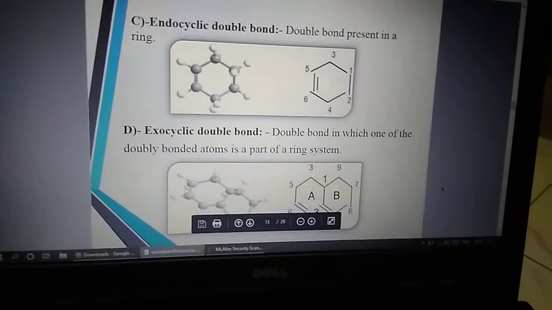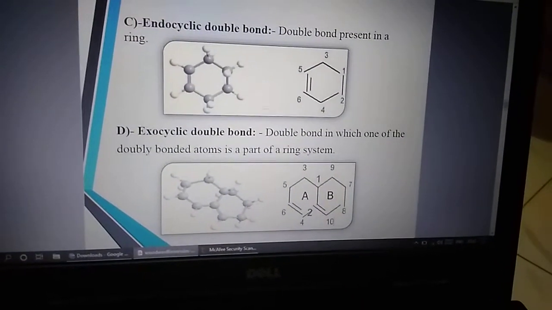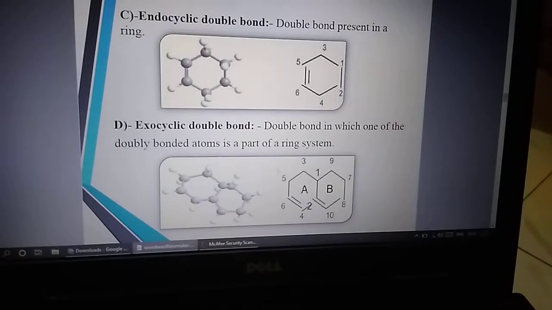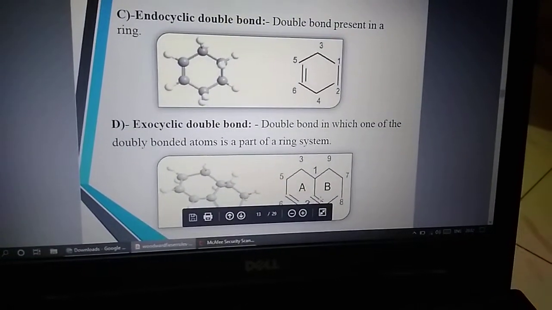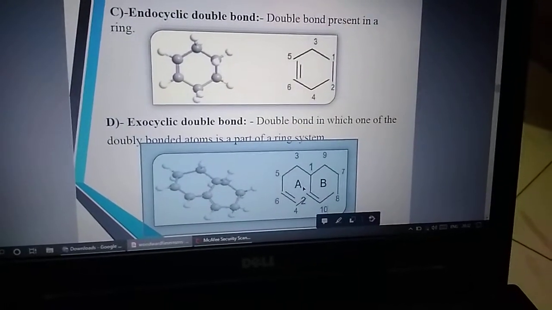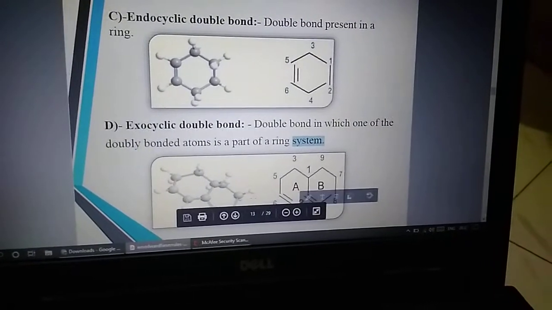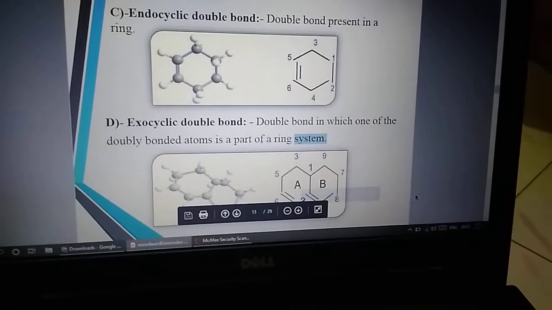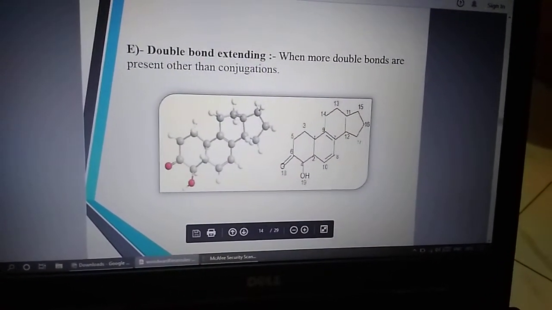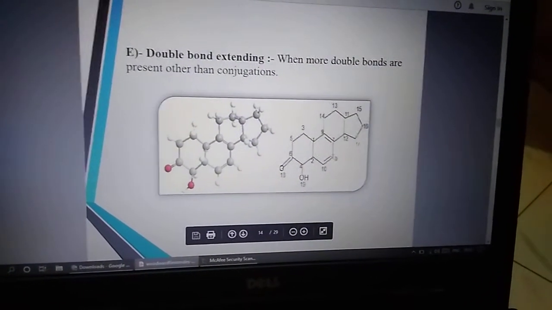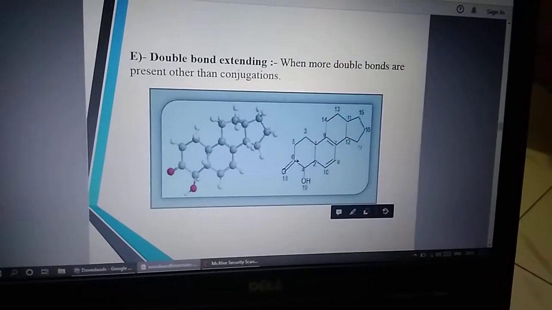Next, the endocyclic double bond. Endocyclic is when the double bond is present within the ring, and exocyclic is when the double bond is present outside the ring. For example, in this case, this is exocyclic. Why is this exocyclic? This bond is external to this A ring. So that's why this is an exocyclic double bond. Is it clear? Next, double bond extending. Double bond extending is when double bonds are present other than in the conjugated system. So here this is a double bond extending.